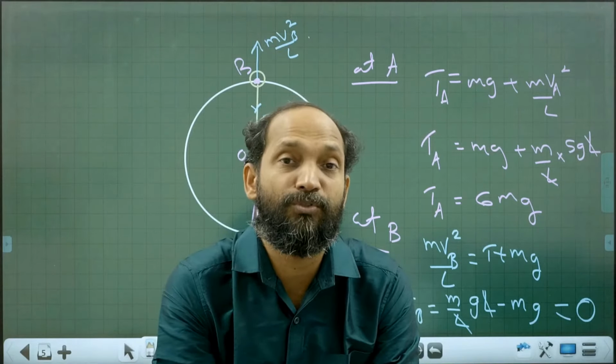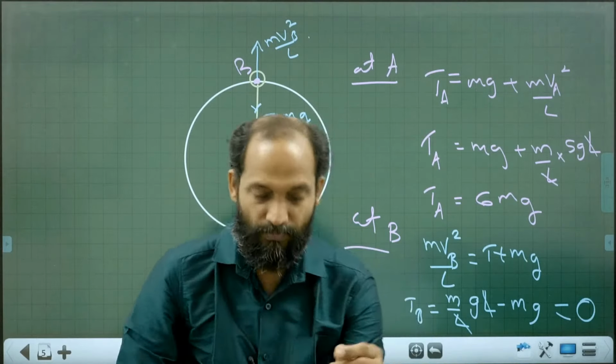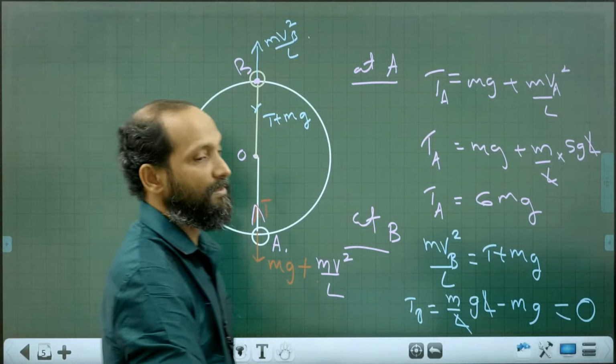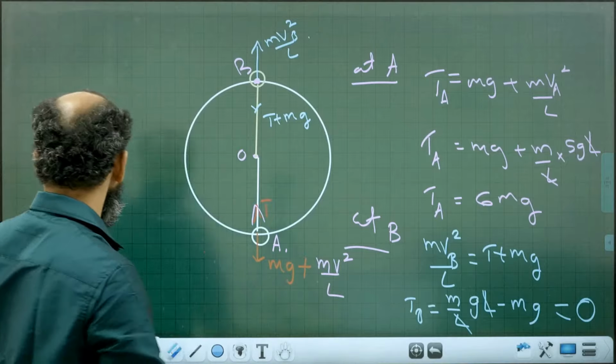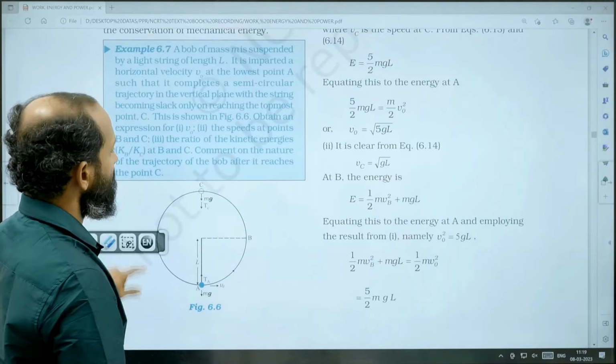If it follows a vertical circle driven by gravity, the difference in tensions at the bottom and top is 6 mg. Okay, that's all about conservation of mechanical energy. Looping the loop, vertical circle, that part is very important.